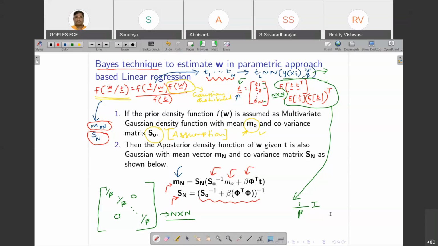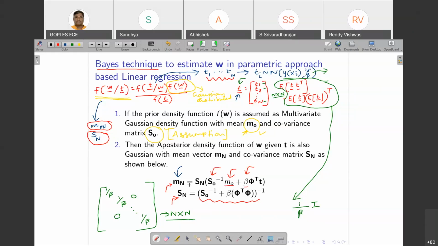Who is telling? You are given Mn and Sn. They are related. They are related with S naught inverse, right? They are related with m naught. Beta is also coming into picture, and you know what the basis function is here. Everything is there, right? So now my question is very simple. You are given Mn and Sn. You computed this. Then what is the Bayes estimate of W?